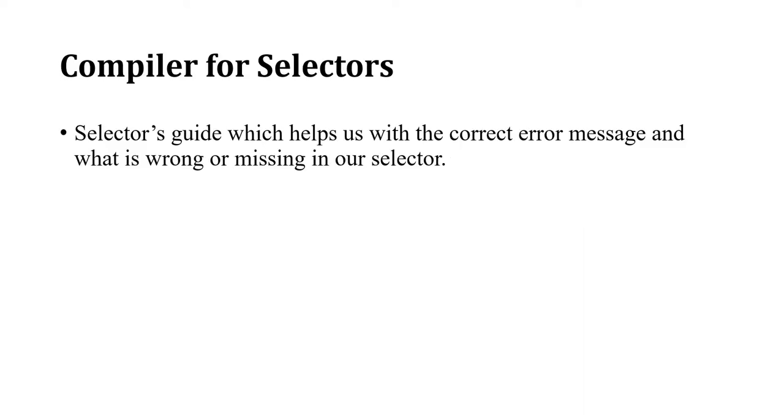Compiler for selectors. If you make any mistake, for example, if you give wrong text or a wrong ID, Selectors Hub will easily tell you this is the wrong one. You are missing some ID, some text is missing. So it is easily given to you, and the selectors guide you to the right one.